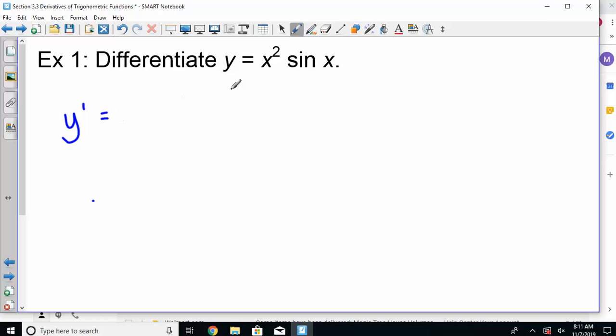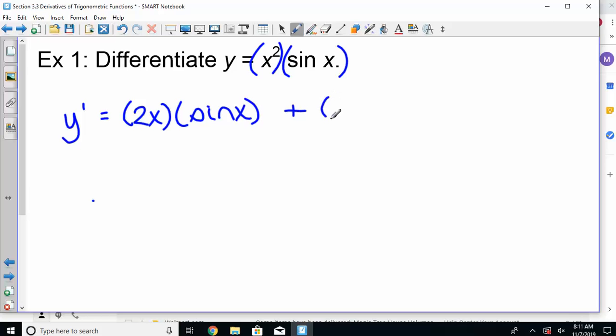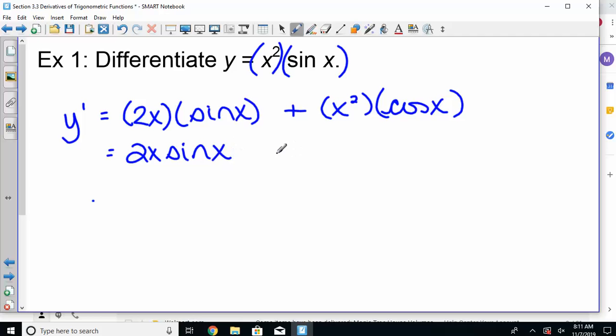So product rule says the derivative of the first. So my two things are my x squared and my sine x. So the derivative of the first would be 2x times the second plus the first times the derivative of the second. And the derivative of sine x is cosine x. So we just get 2x sine x plus x squared cosine x.